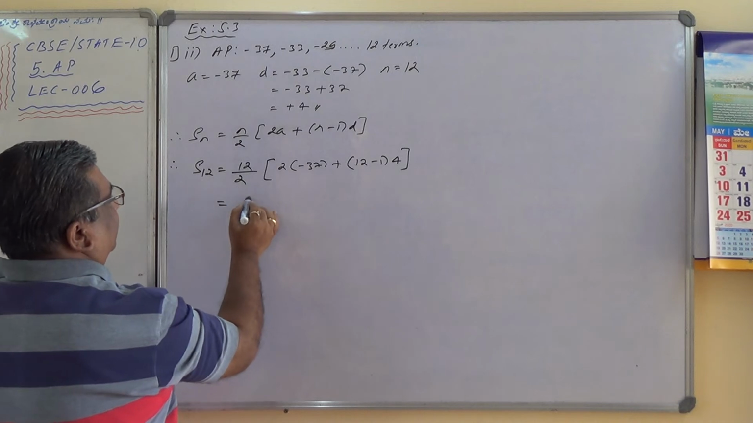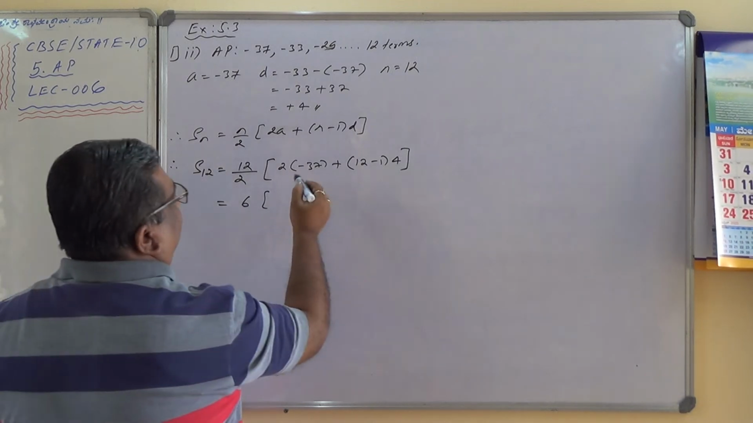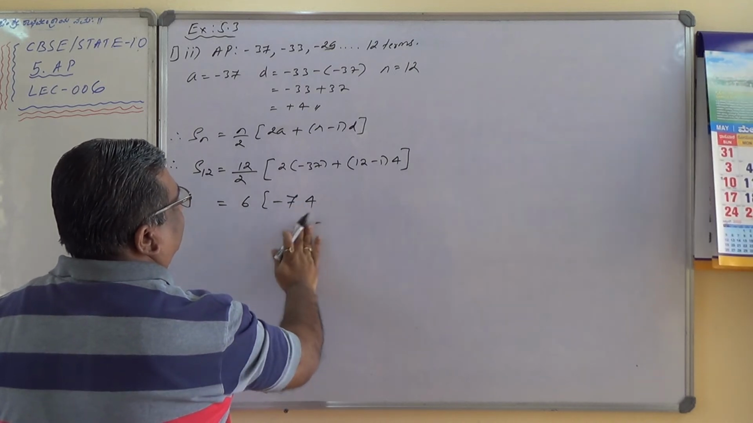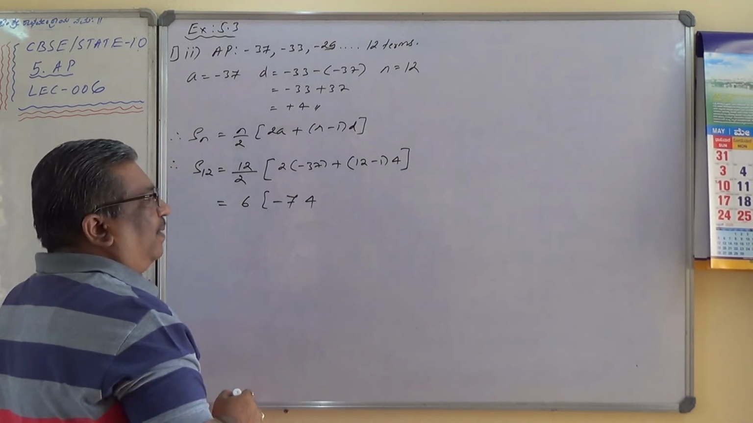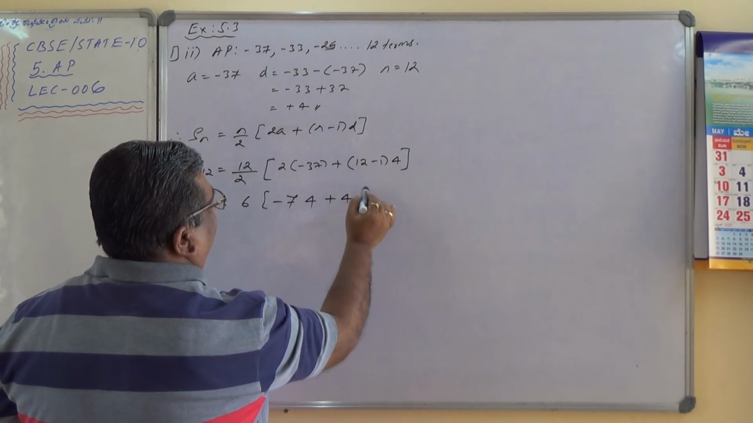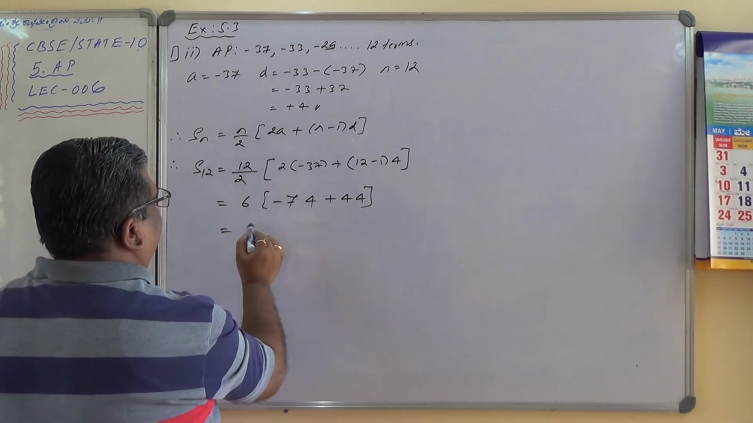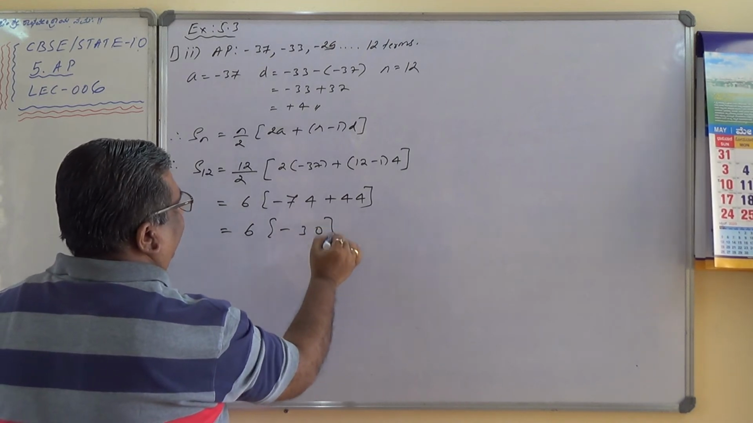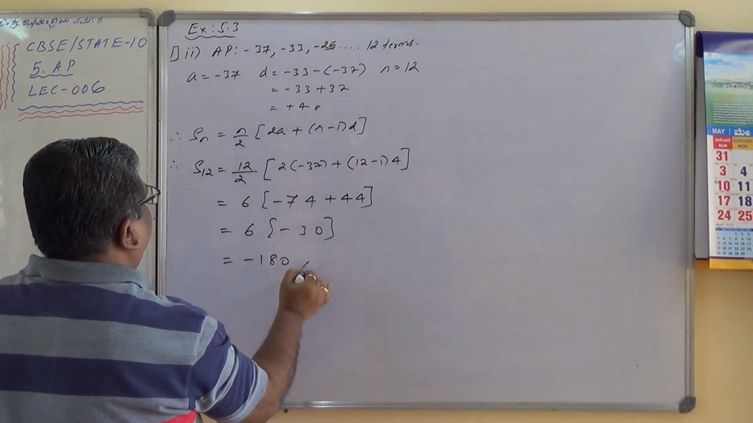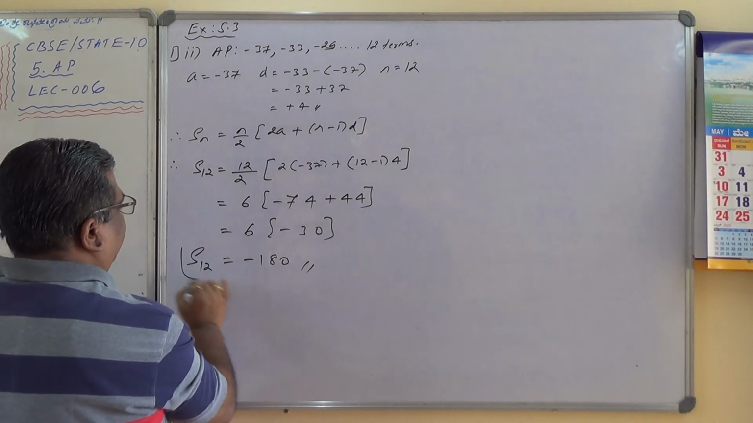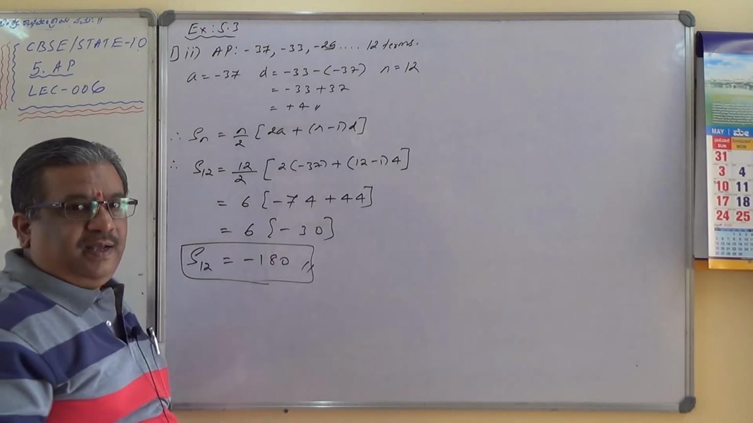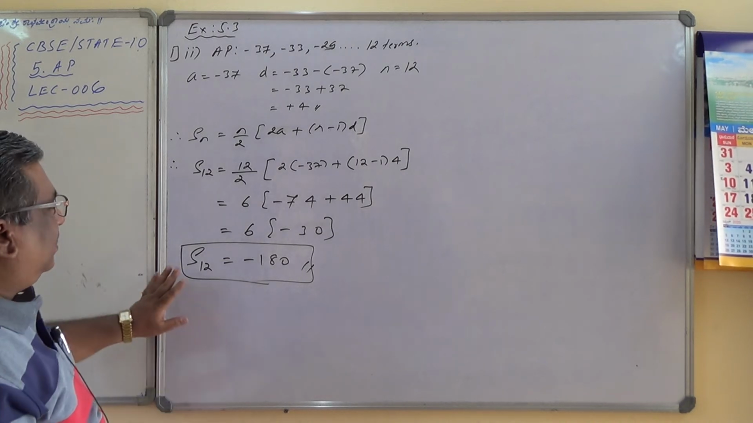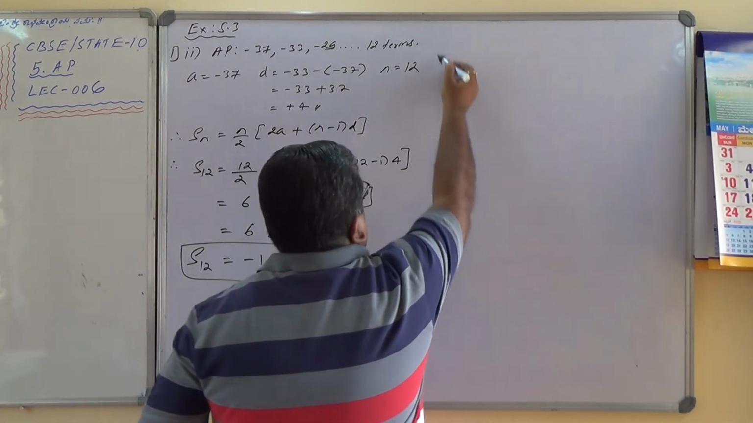So let us solve this one. 6 into bracket, this is minus 70 plus... minus 74. 12 minus 1 is 11. 11 fours are 44. Minus 74 plus 44 is minus 30, so 6 times minus 30, which is minus 180. Sum of first 12 terms, S12, is minus 180. Check this, it is correct. Next one.